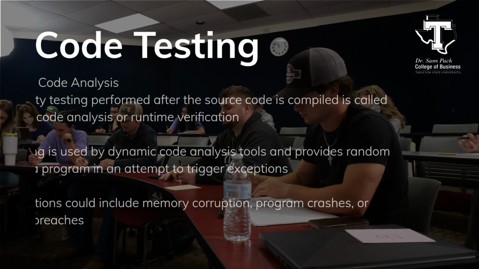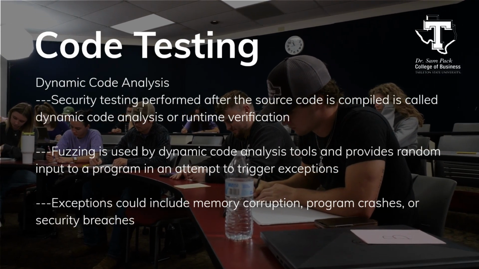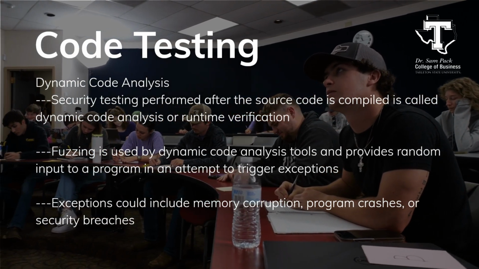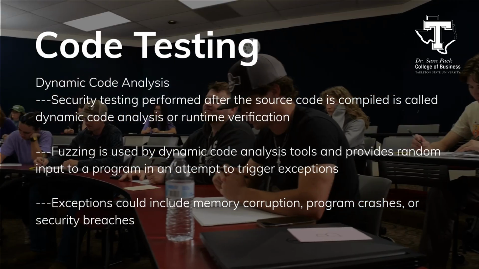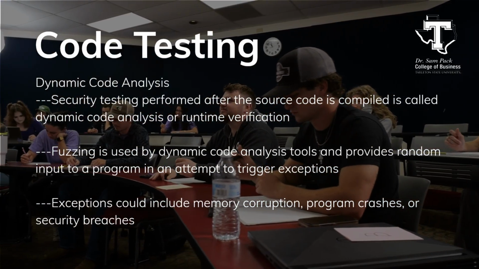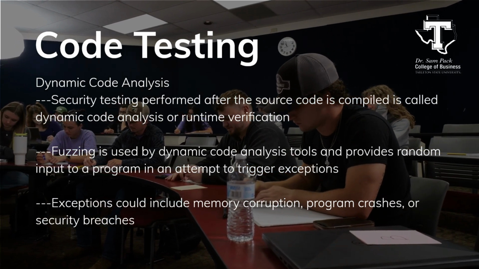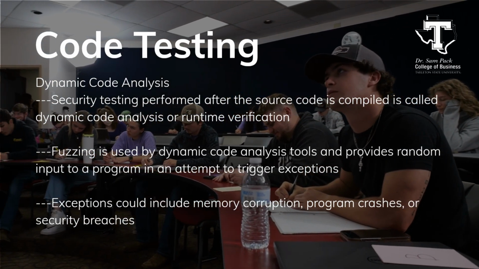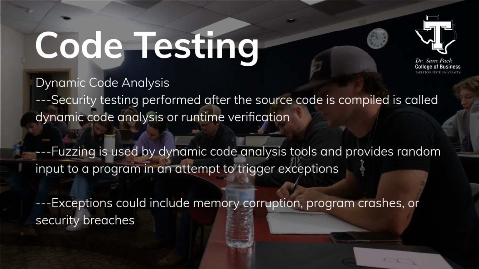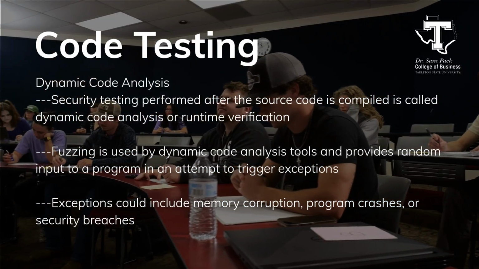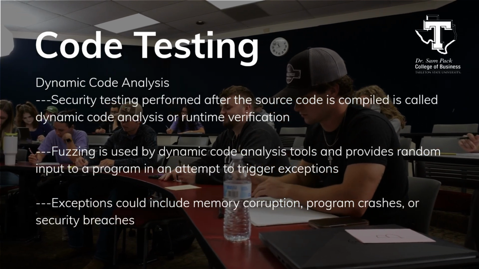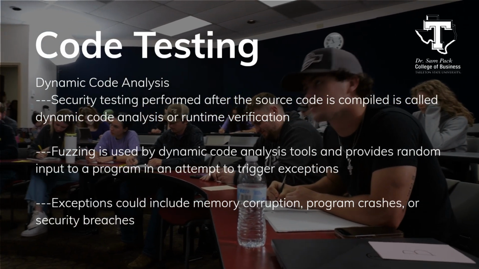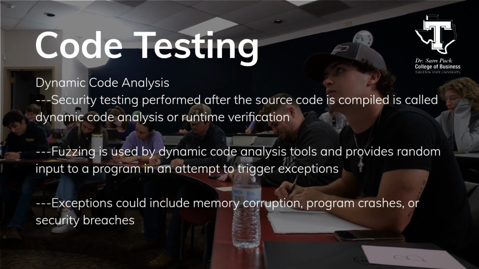Dynamic code analysis, on the other hand, is performed after the code is compiled. This type of testing, also known as runtime verification, checks how the software behaves during execution. One technique used in dynamic analysis is fuzzing, which involves providing random inputs to the program to see if it triggers any exceptions. These exceptions might include memory corruption, program crashes, or security breaches. By incorporating both static and dynamic code analysis, we can thoroughly test our applications and ensure they are secure and reliable.